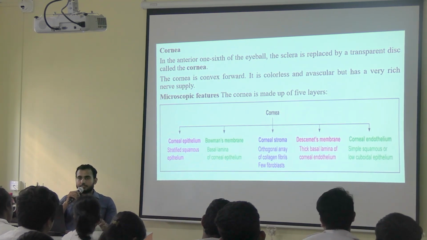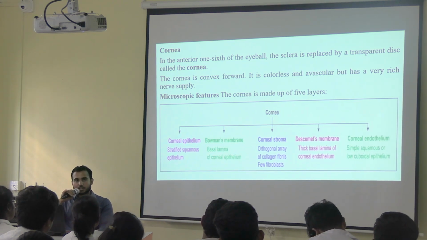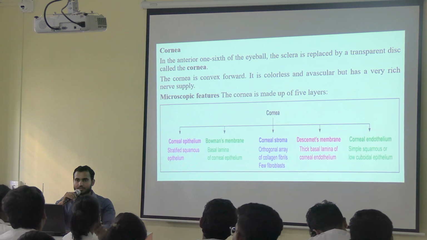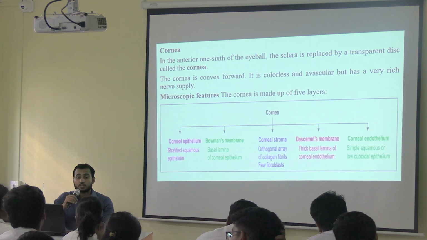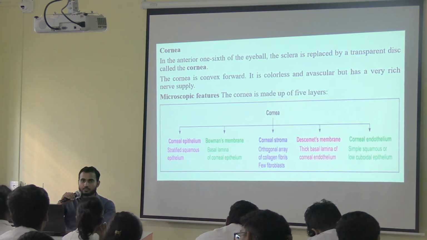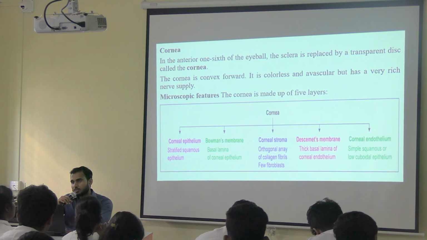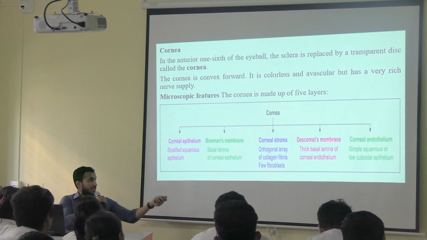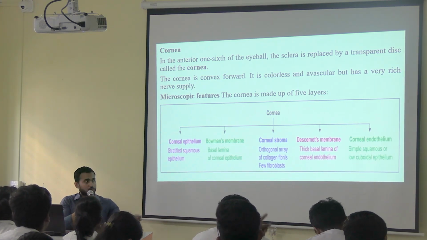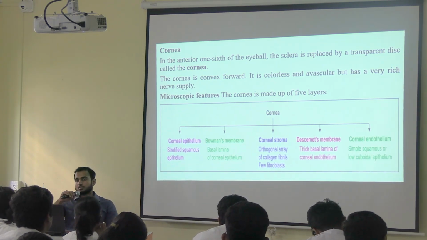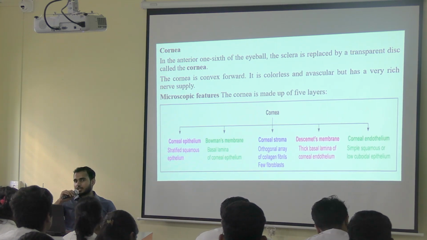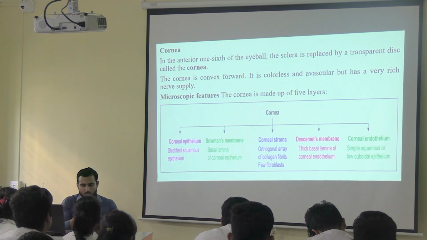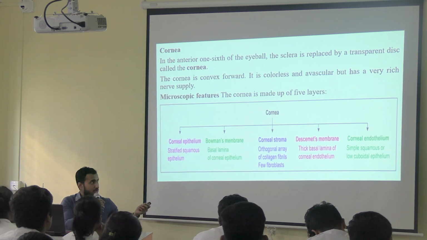Can anyone tell me, if the cornea is avascular in nature, how will it get its nutrients? Because cells are there, fibers are there, it needs nutrients. Very good, from the aqueous humor. In which side will the aqueous humor be present? Here or here? No, it will be at the endothelium. You have to understand this. You still haven't understood, that's why you are making the mistake. Let me show you the diagram first, then I will come to the discussion.